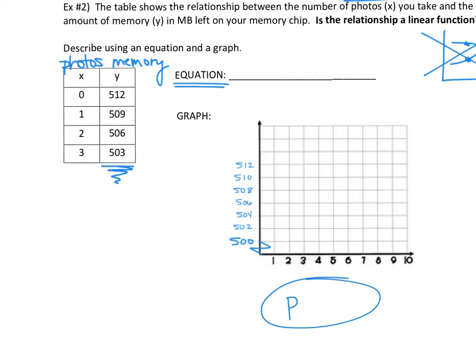Photos, right? This one's our pictures. This is our photos. That's our x. What's going to go on the other one then? The amount of memory. Okay. So if you want to just plot those now, let's just do that.